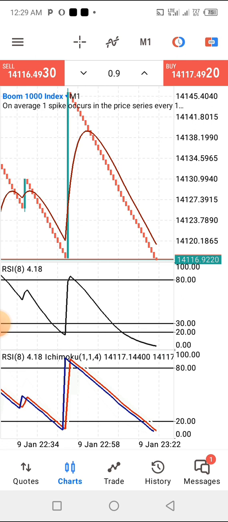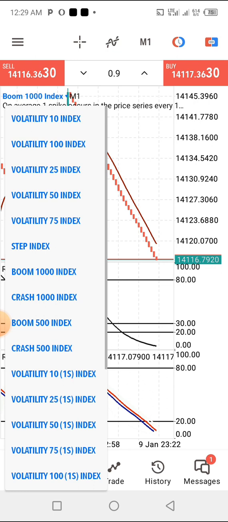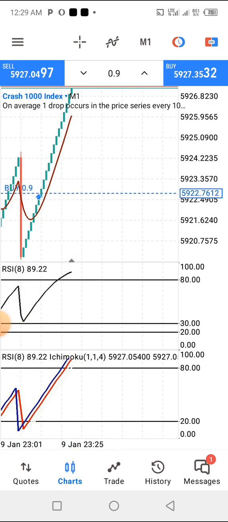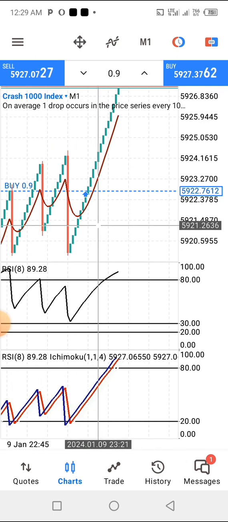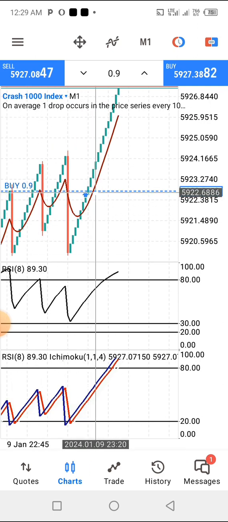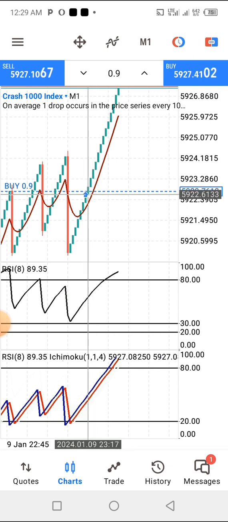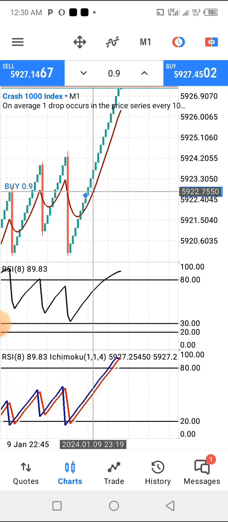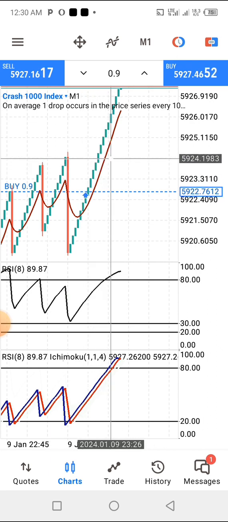Because like I always say, I like doing my videos live so you can actually understand how it's working perfectly. So let me go to crash 1000. This is crash 1000. As you can see, we initiated a trade here on crash 1000. But like I said, I don't really trust the strategy on crash, but if it's boom 1000, it's sure. It's sure for you to use it on boom 1000, but you can also use it on crash. As you can see, I just used it on crash and it's actually playing out well, like we expected.